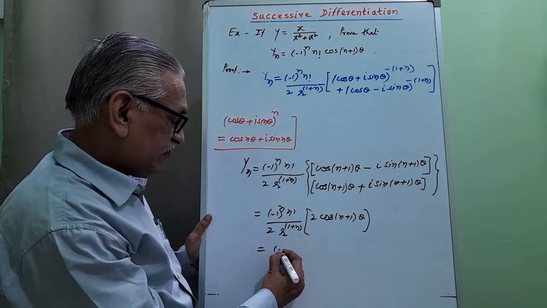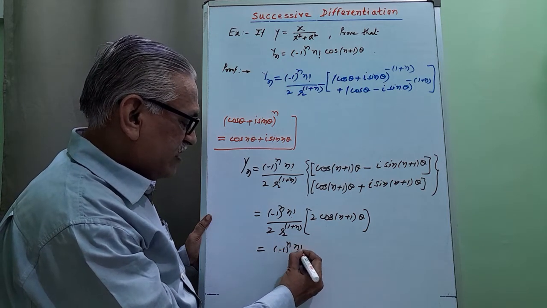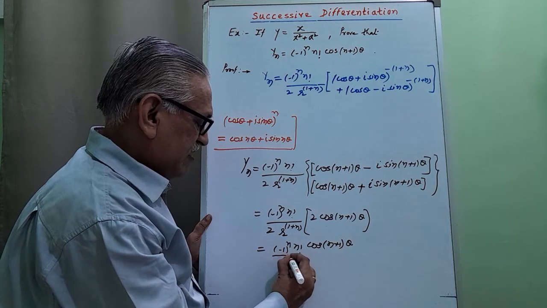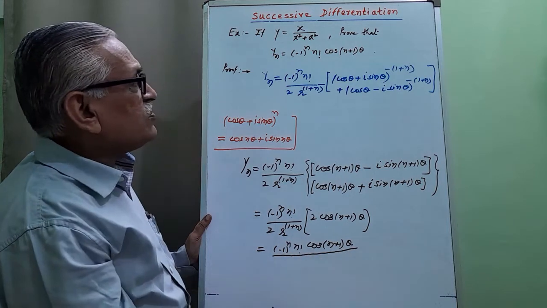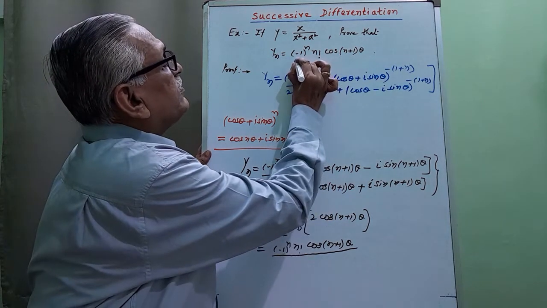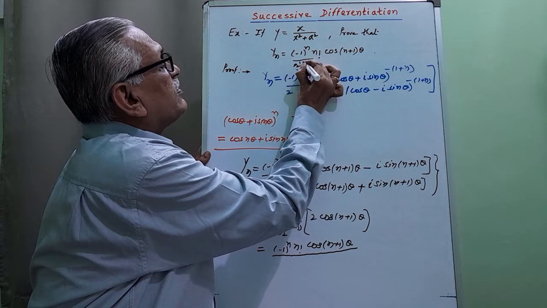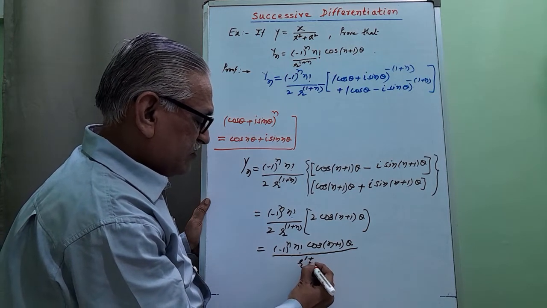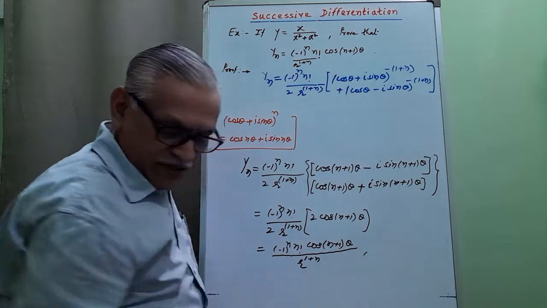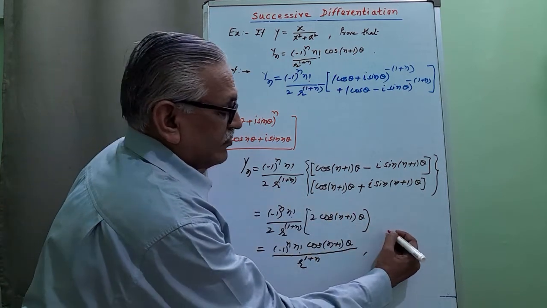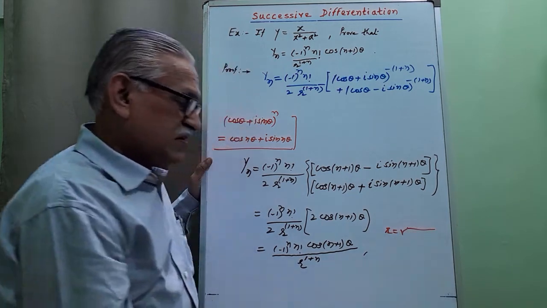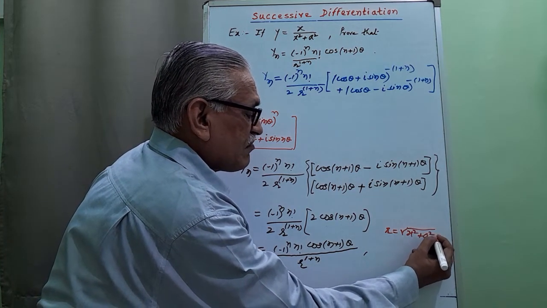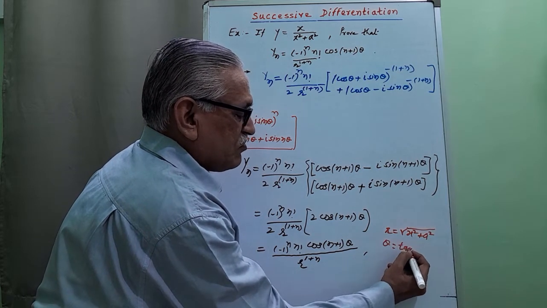Yn is equal to minus 1 raised to n, n factorial, cos of (n plus 1) times theta, and divided by r raised to, here make the correction, divided by r raised to (1 plus n), and therefore it is divided by r raised to (1 plus n), where the value of r is root of x square plus a square, and theta is tan inverse of y by x.